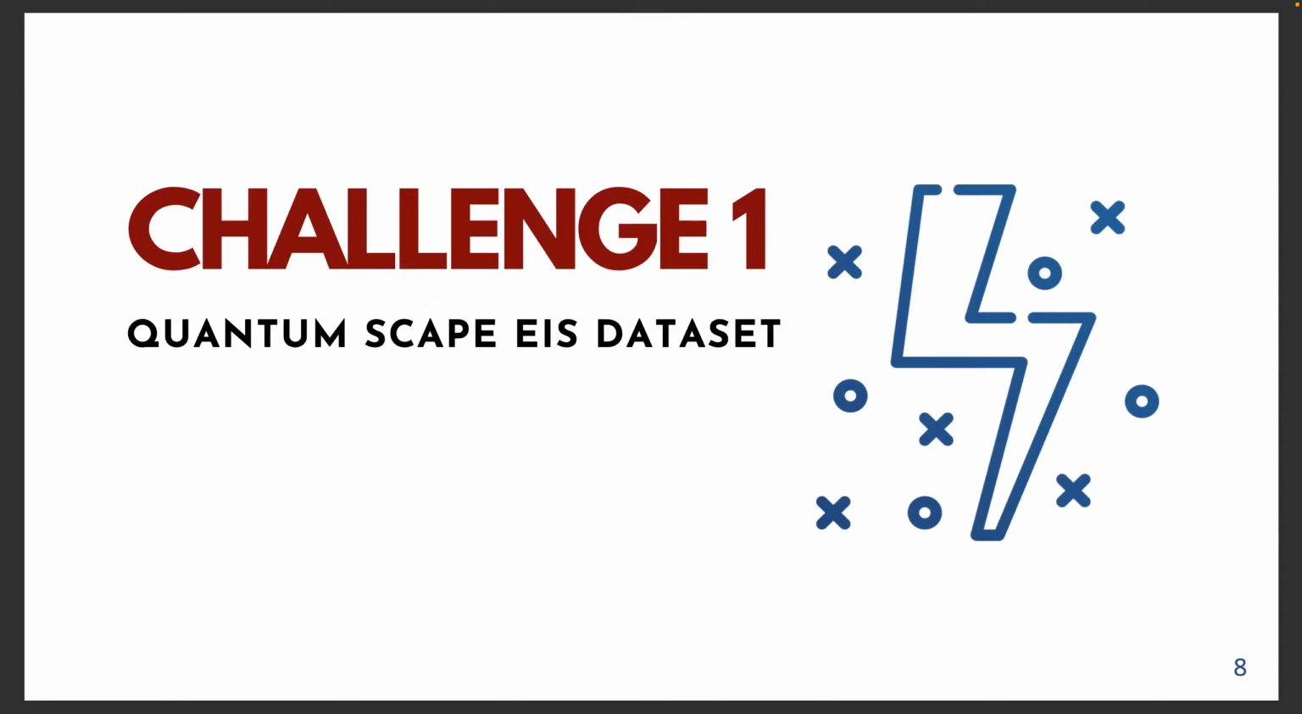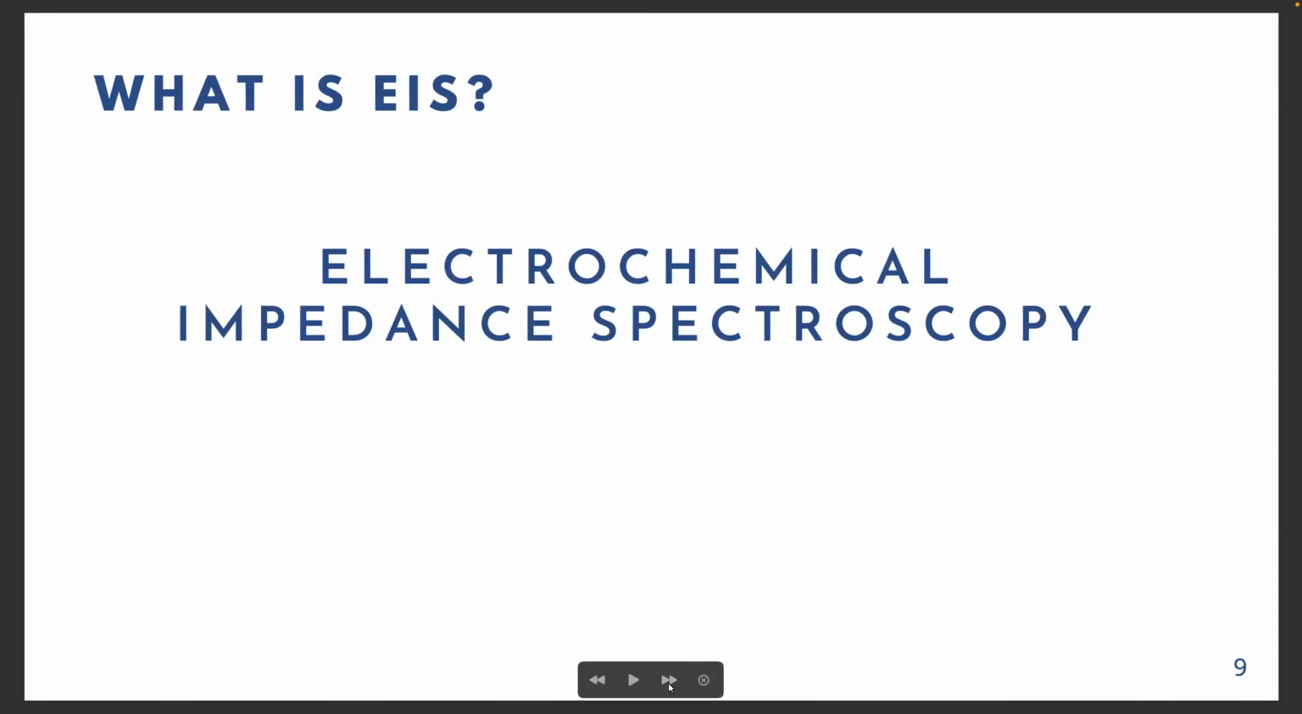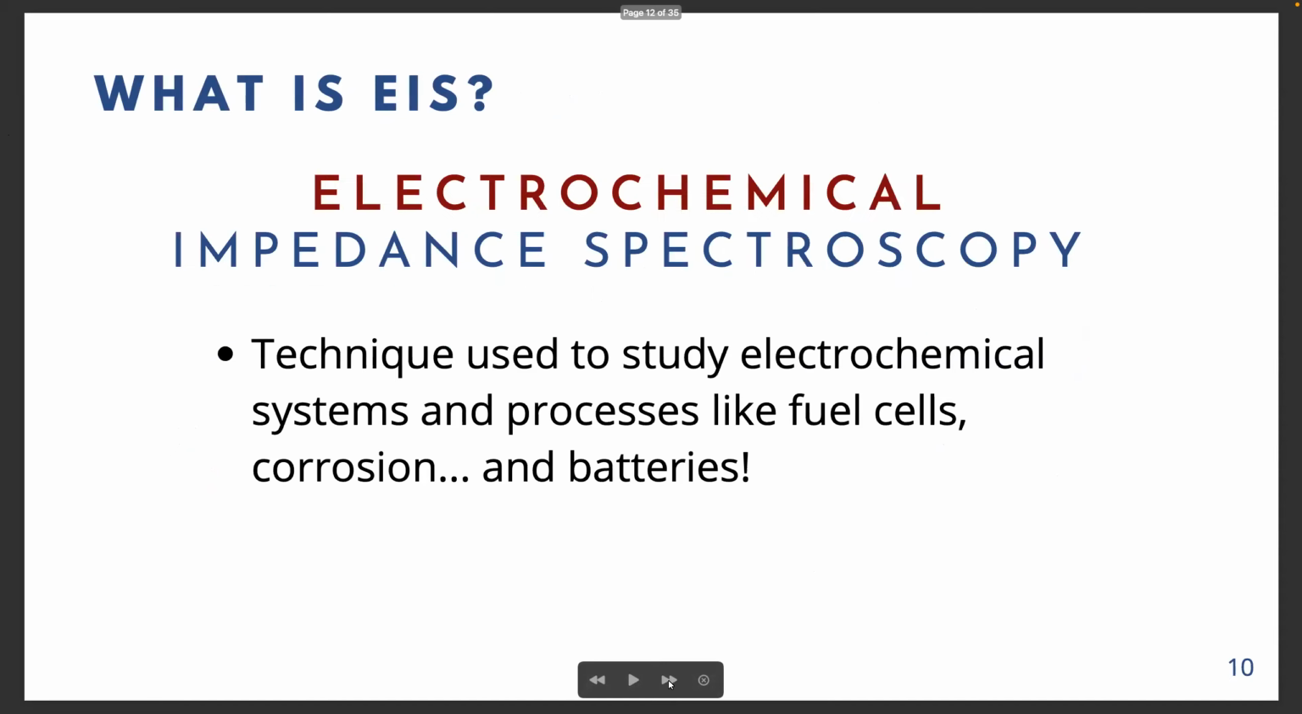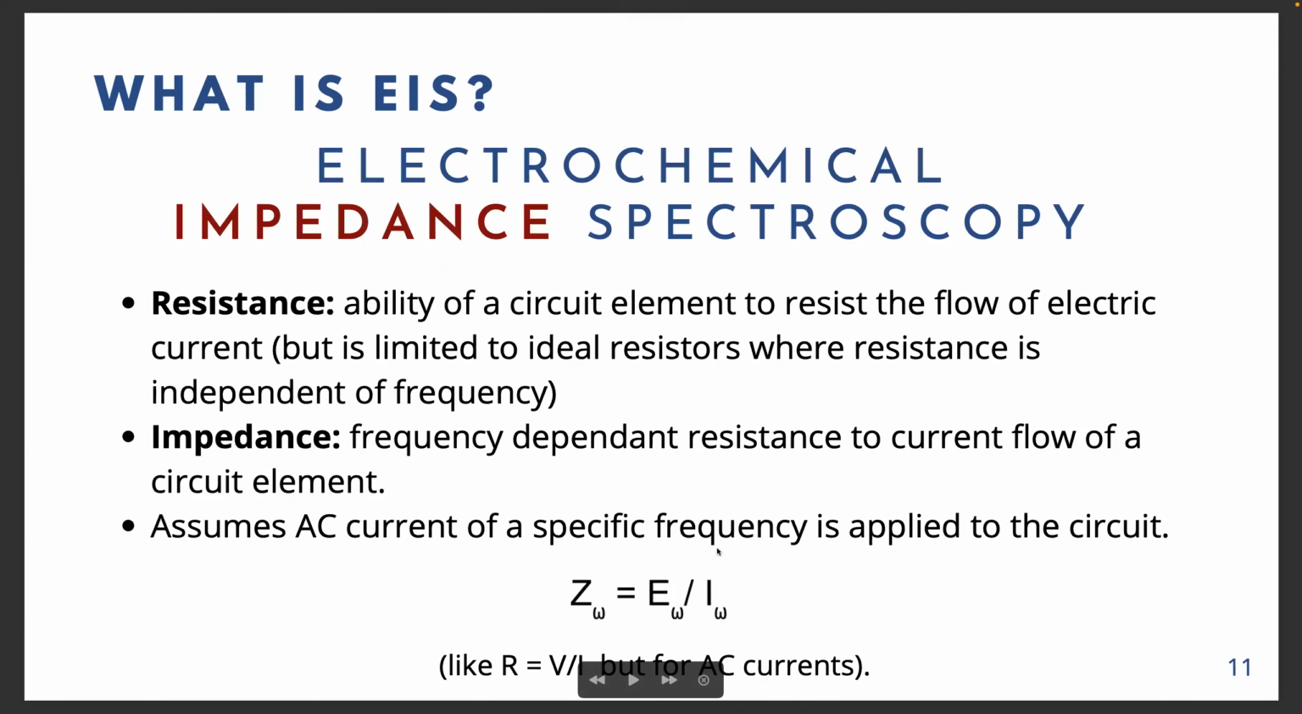So, like Kim said, the first challenge was to do with EIS, or electrochemical impedance spectroscopy. Before we dive into the challenge, I'll just introduce what EIS is for those of you who may not have encountered it before. So EIS, the electrochemical word in it indicates that it's used to study electrochemical systems and processes. That might be fuel cells, corrosion, or in our case, we were using a dataset where EIS was used to study batteries.